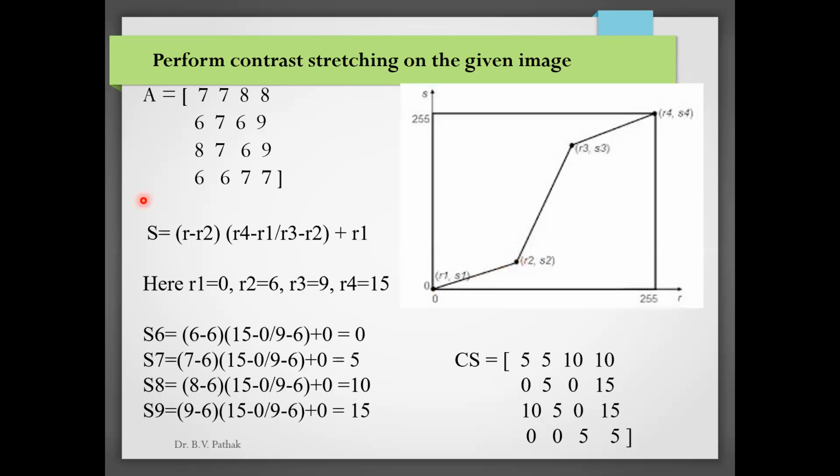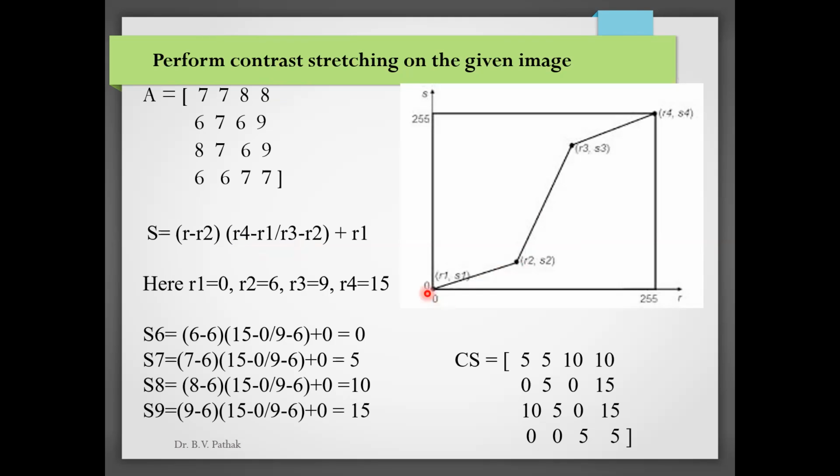This is the formula which we have already seen in the theory for contrast stretching. S is equal to (R minus R2) into bracket (R4 minus R1) divided by (R3 minus R2), plus R1. Now what are these R1, R2? We will see. R is the pixel for which we want to calculate the contrast stretching. Here the pixel values are 6, 7, 8 and 9, so we will have to calculate it 4 times, that is for individual pixels.